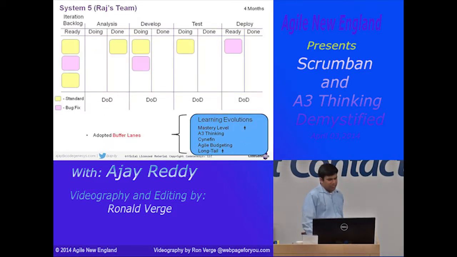So Raj's team, system 5, still doing traditional scrums, but one thing that they have done is they've adopted buffer lanes. So to give a sense of readiness in the system.